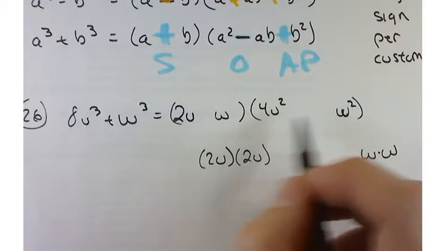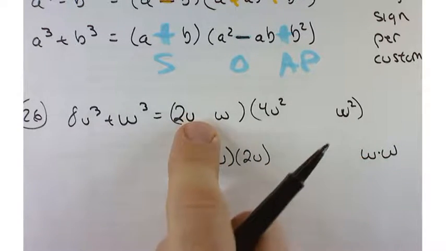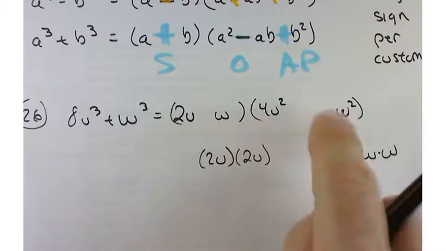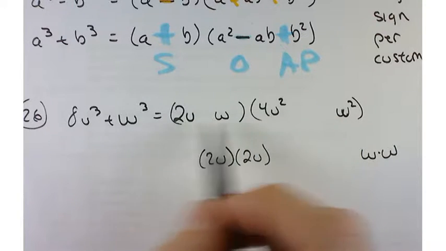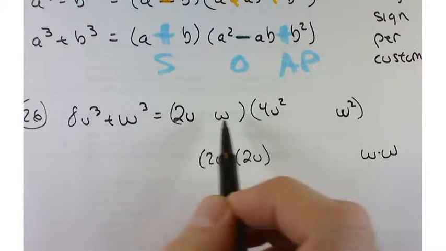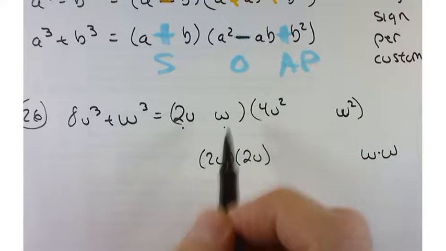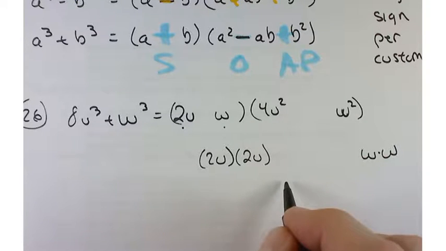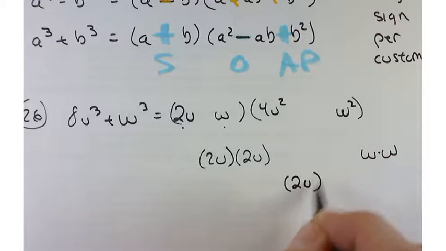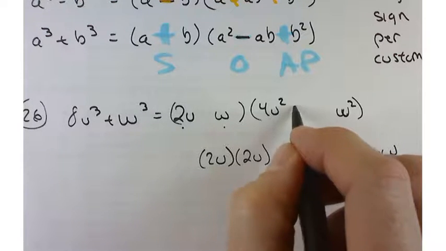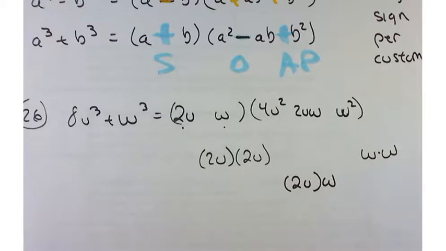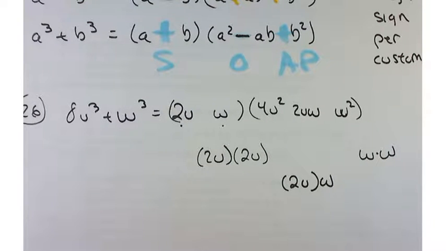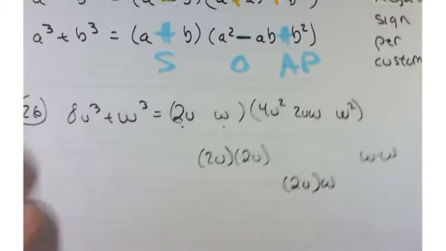I need one more term. I know it's going to be a binomial times a trinomial. 2 of them times 3 of them. What else can I do to get another term? I've multiplied this by itself. I've multiplied this by itself. Is there something else I can do? Yeah, multiply them together. 2u times W. 2uw. Great.